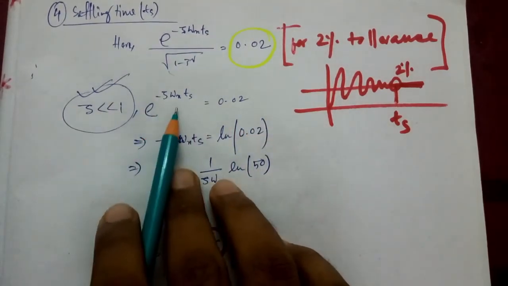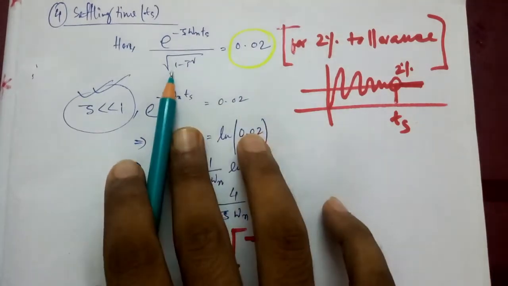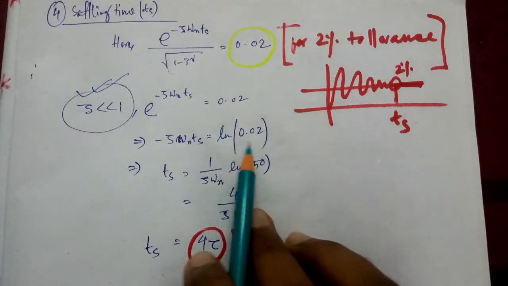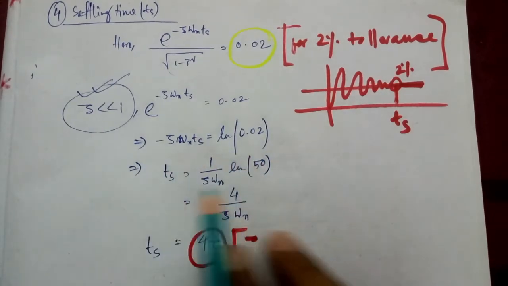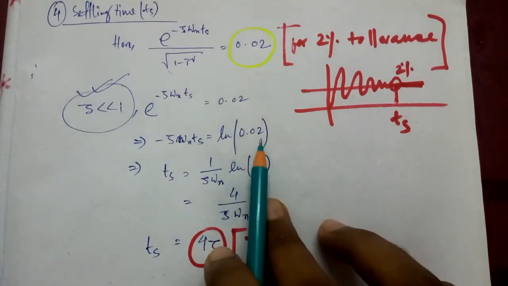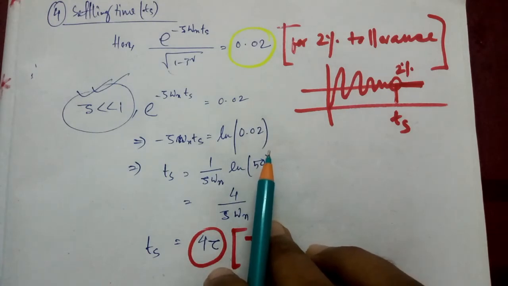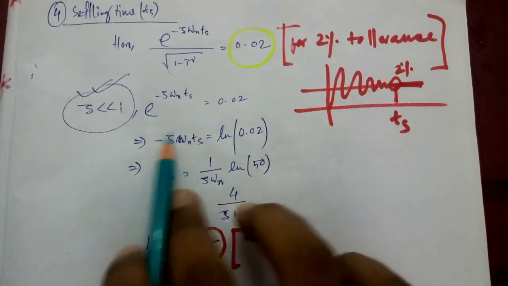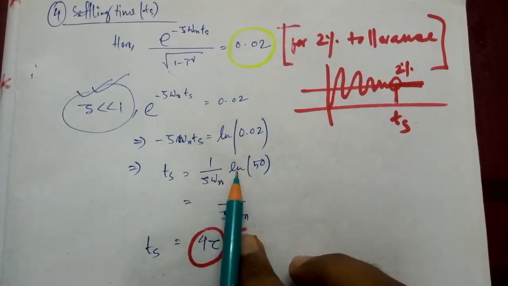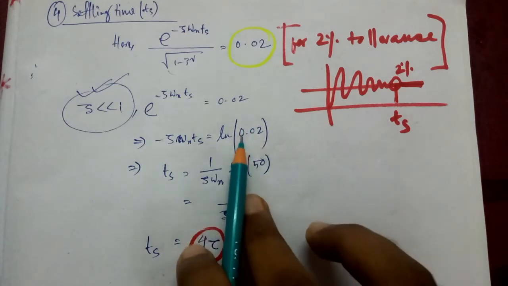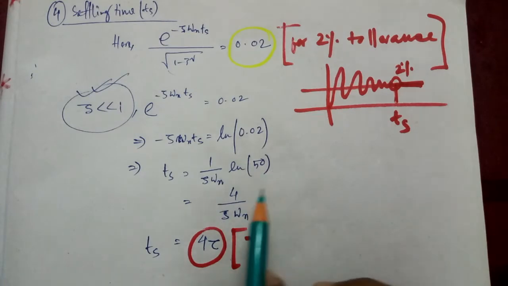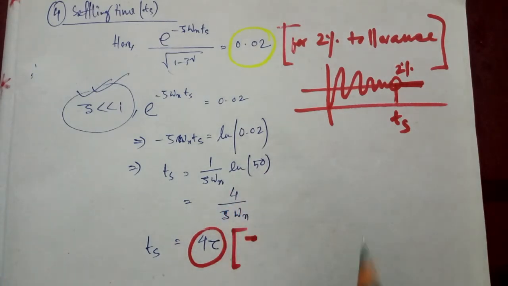So e to the power minus zeta omega n Ts is equal to 0.02, because the root over 1 minus zeta square will be 1 and root over 1 is 1. Now taking ln on both sides, we are getting this. For the minus term, if I take it here, it becomes ln of 1 by 0.02. I am repeating it once again. If I take this whole term to the right side, it is 1 by zeta omega n, and the minus term goes inside the ln, so it will be 1 by 0.02, that is 50. ln 50 is near about 4. You can calculate it in the calculator.